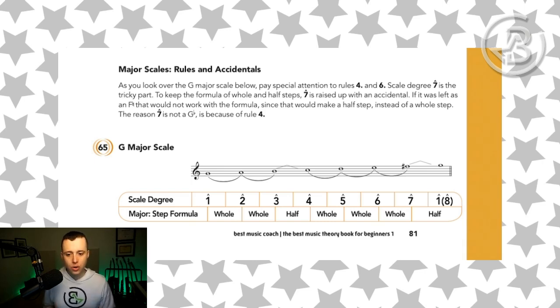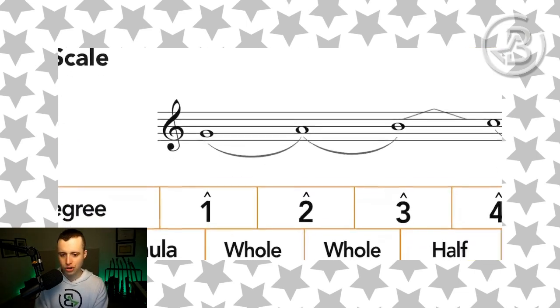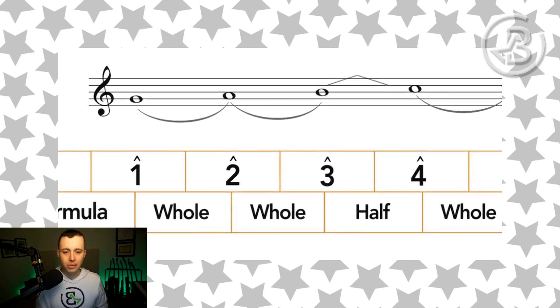So here's where the step formula really starts to get interesting. And because of rule 6, we know that the major step formula stays the same for all major scales. So let's take a look at how that plays out with a G major scale. Okay, so from G to A, that's a whole step because we have G, G sharp or A flat. We're going to skip G sharp or A flat. We're going to go to A. So from G to A, that's a whole step. Sure enough. From A to B, that's a whole step because we go A, we skip A sharp or B flat, and we go to B.